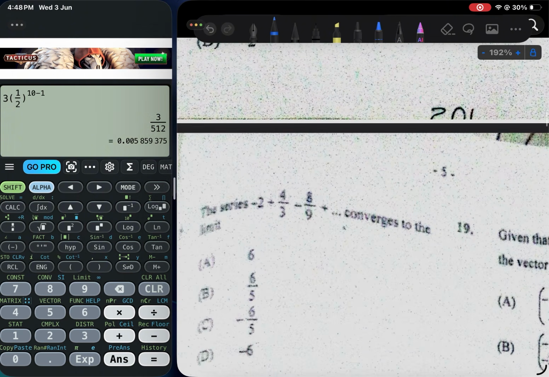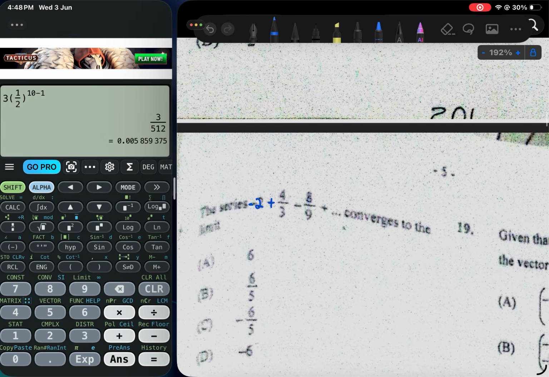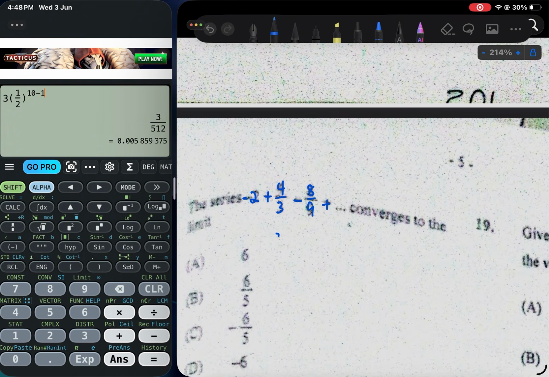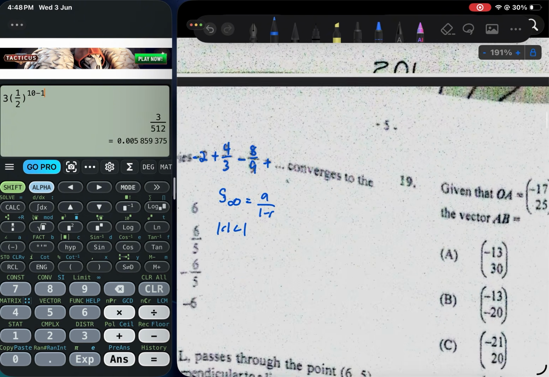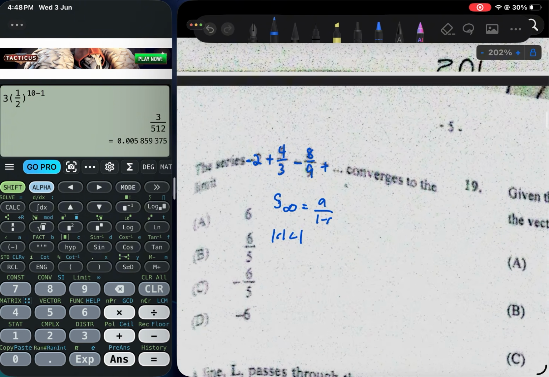The series -2 plus 4 over 3 minus 8 over 9 plus and so on converges to the limit. When it says converges to the limit, we're already talking about sum to infinity, which is a over 1 minus r, where the modulus of r is less than 1. Because when it's converging, it's going towards 0, but it never reaches it.